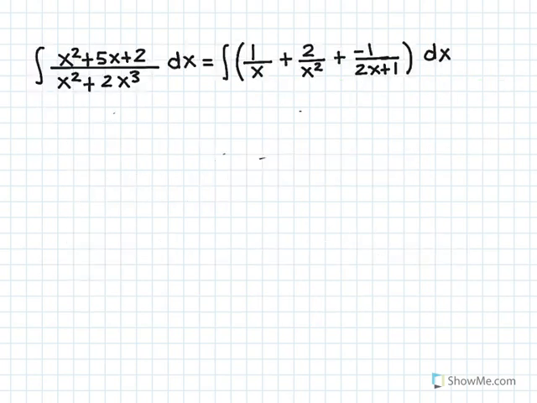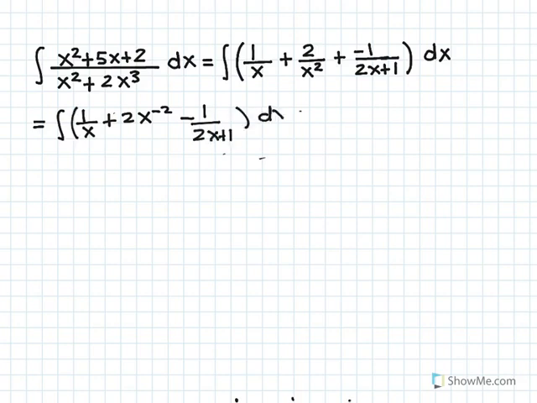All right, so we have the integral of x squared plus 5x plus 2 divided by x squared plus 2x cubed, integrated with respect to x. We apply the partial fraction decomposition, and now we're going to integrate term by term. But before doing that, let's simplify the integrand a little bit. So we have the integral of 1 over x plus 2x to the minus 2 minus 1 over 2x plus 1, all integrated with respect to x.